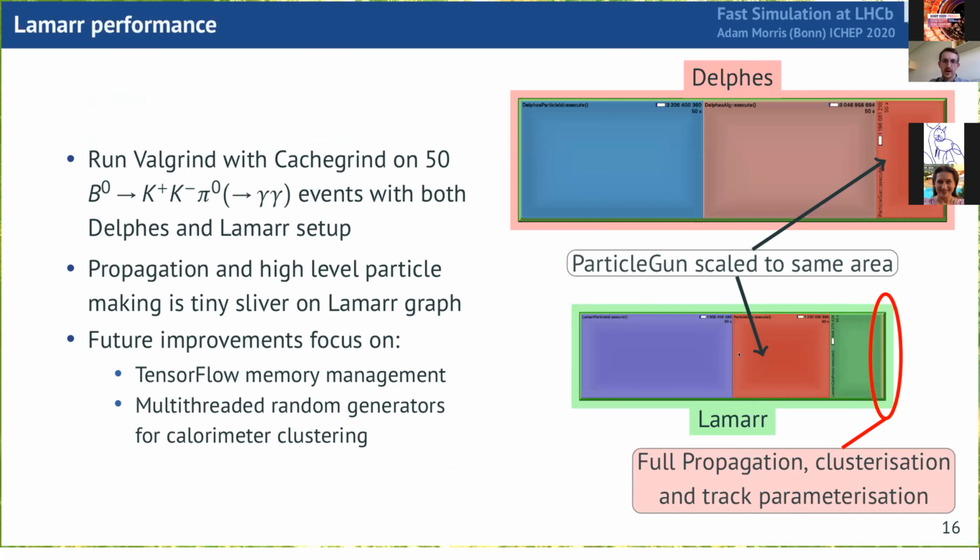And the performance of Lamarr is quite impressive. These are plots from Valgrind and Callgrind generating 50 events with both Delphes and Lamarr. The propagation and high-level particle making is this brown sliver on the right of the Lamarr plot. And these plots are scaled so that the particle gun which generates the particles gives the same area. So Lamarr overall runs much faster. Future improvements will focus on TensorFlow memory management and multi-threaded generators for the calorimeter clusters.